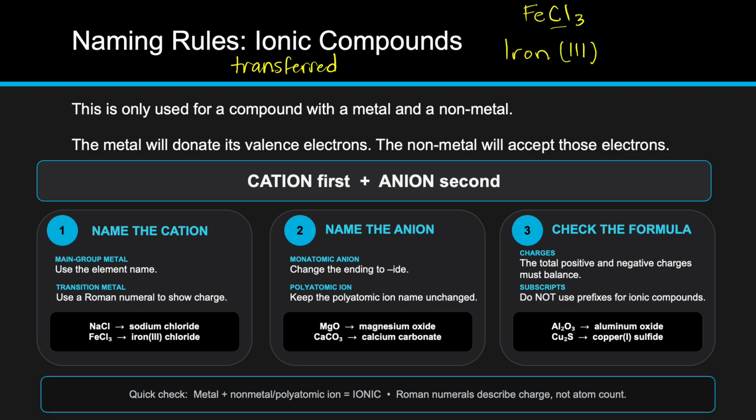Then again, same rule. It's chlorine for the anion. We're changing the ending to IDE. So iron 3 chloride.